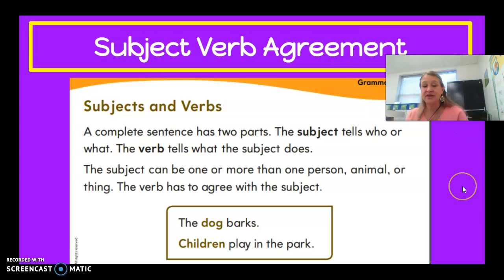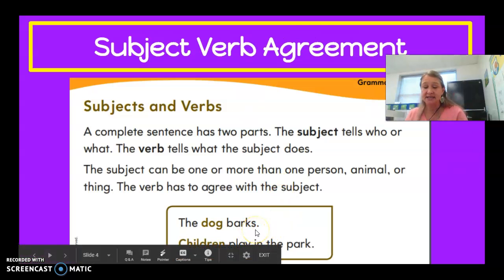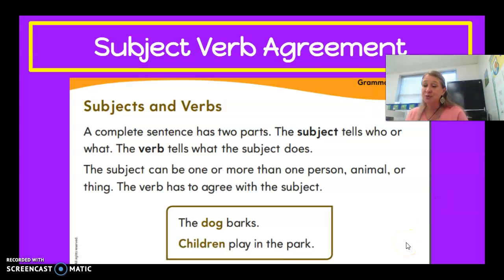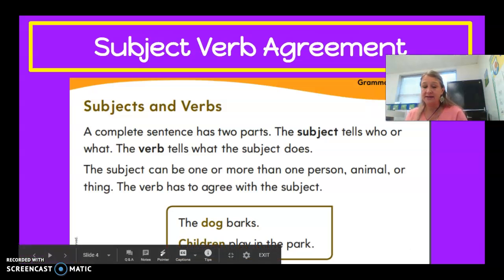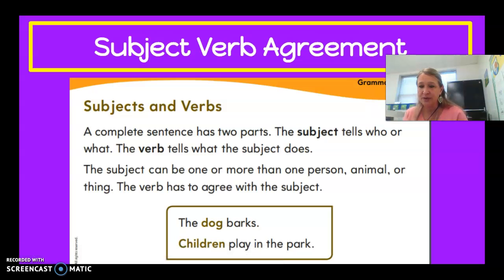So if it says the dog barks, the dog is one animal. So if the noun or the subject means only one, we have to add an S to the verb bark. So the dog barks. Then the second sentence says children play in the park. Children means more than one child. So if the subject means more than one, we do not add an S to the verb play. Children play in the park.